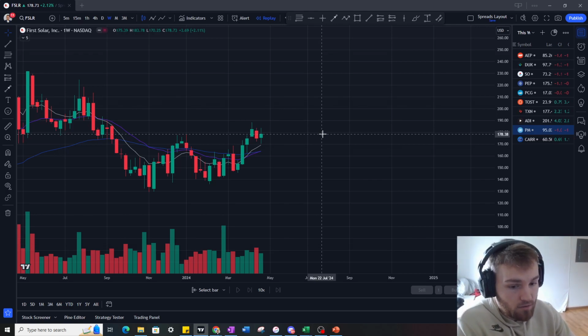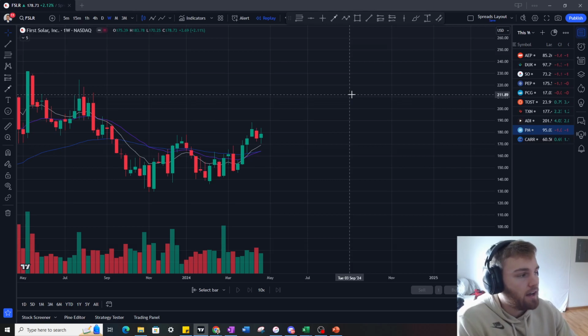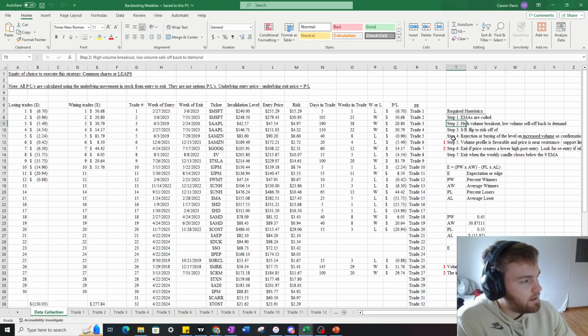And then I'm looking for a low volume pullback, because that would tell me institutions are not selling off, or obviously you have your short-term profit takers, retail, whatever. But I'm looking for low volume pullbacks back to any kind of support or resistance levels. So that's why I have that rule.